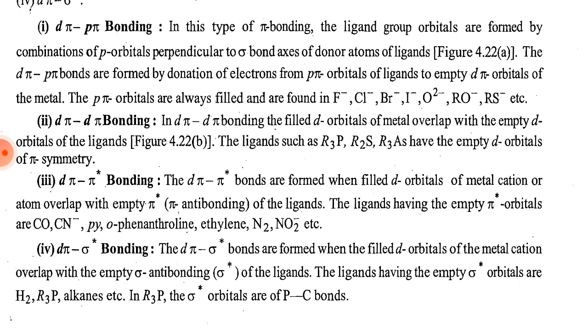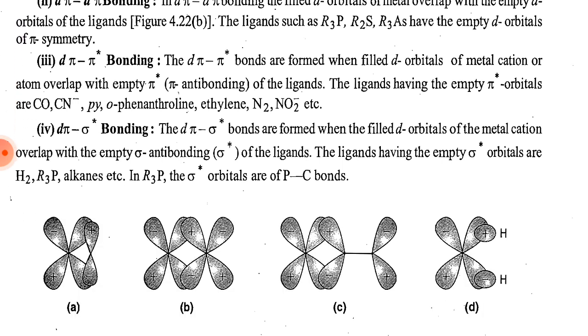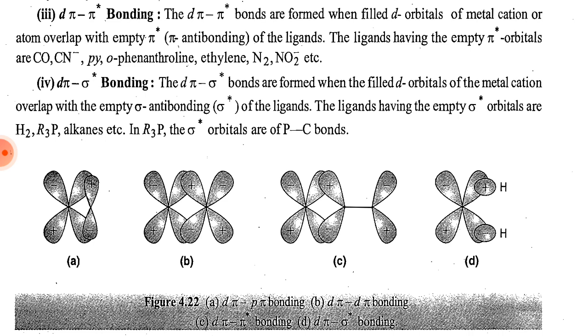Second, d pi-d pi bonding. In d pi-d pi bonding, the filled d orbital of the metal overlaps with the empty d orbital of the ligand, Figure 4.22b. Ligands such as R3P, R2S, and R3S have empty d orbitals of pi symmetry.